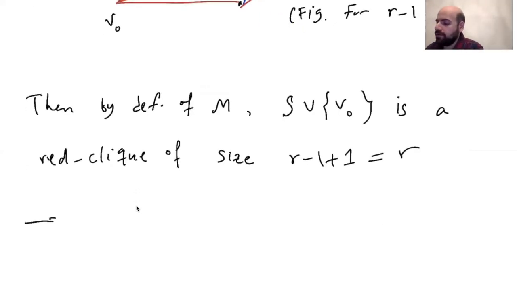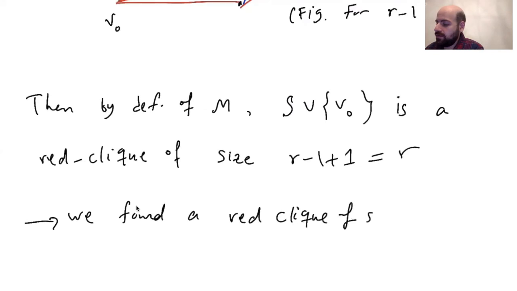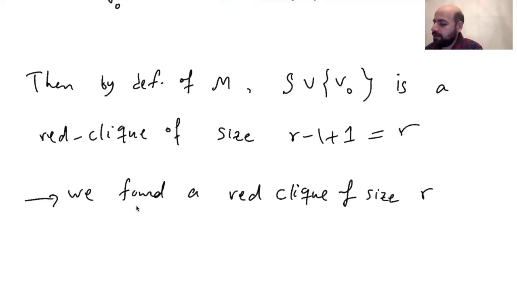So we found a red clique of size R in our red-blue coloring of K. That's it, so we are done.